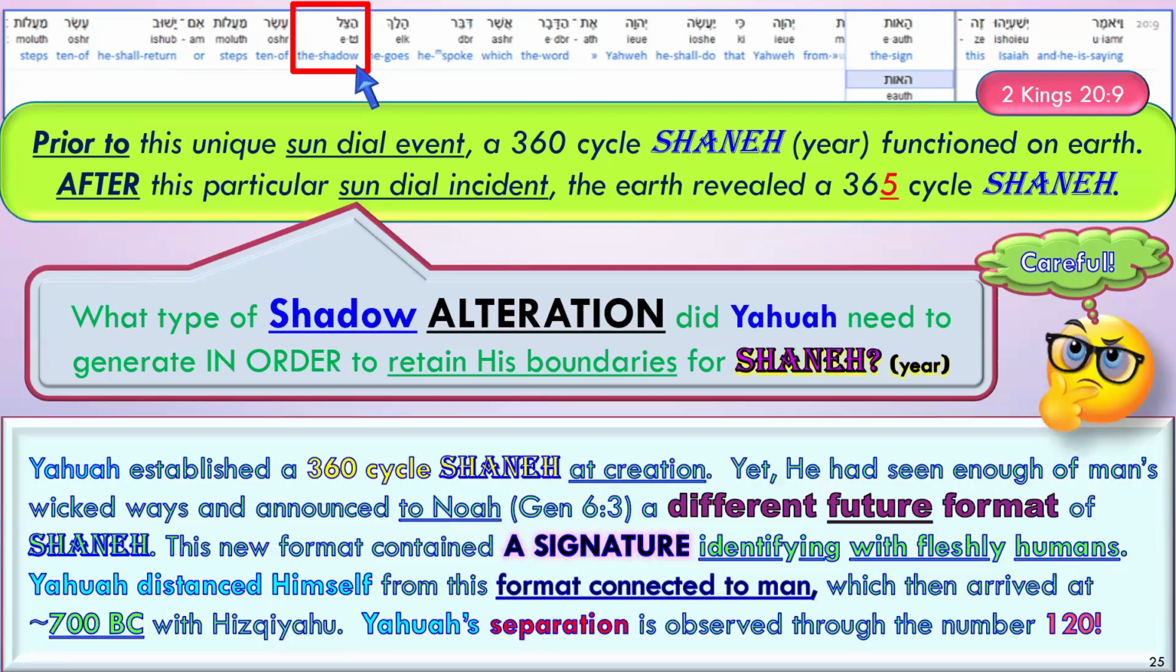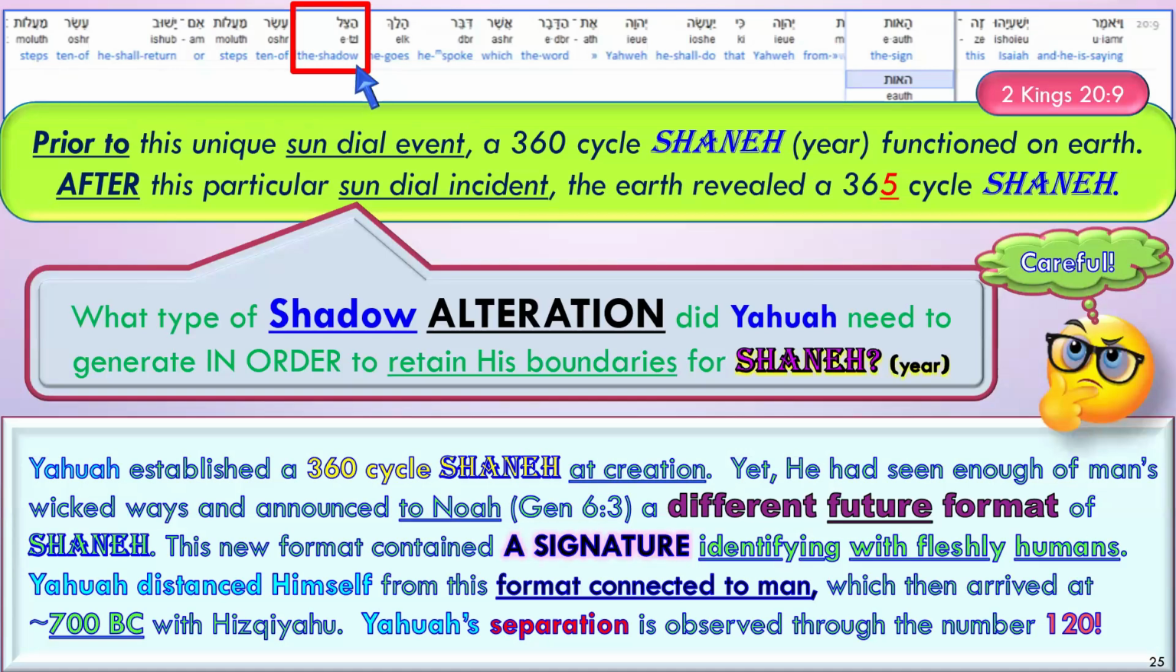Yahuwah established a 360 cycle Shana at creation. Yet, he had seen enough of man's wicked ways and announced to Noah, this is found in Genesis 6, verse 3, he announced a different future format of Shana. This new format contained a signature identifying with fleshly humans. Yahuwah distanced himself from this format connected to man, which then arrived at around 700 BC with Hezekiah. It's 701 or 700 BC. We may be looking at 701 at this point.